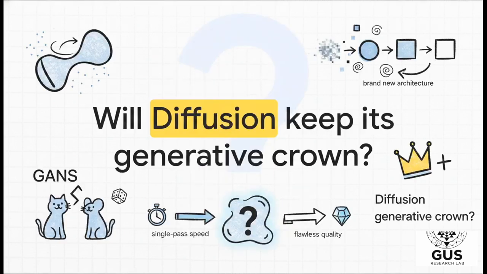So we've unpacked the flow of reality generation today, from the probabilistic bottlenecks of VAEs to the cat-and-mouse games of GANs, all the way to the iterative denoising of diffusion. But tracing these distinct visual flow architectures leaves us with one massive question as we look to the horizon. As algorithms become more computationally efficient, will diffusion maintain its crown? Or will a brand new architecture emerge that successfully merges the single-pass speed of GANs with the flawless quality of iterative denoising? It's a fascinating space, and understanding these fundamental visual flows is the key to seeing where it goes next.